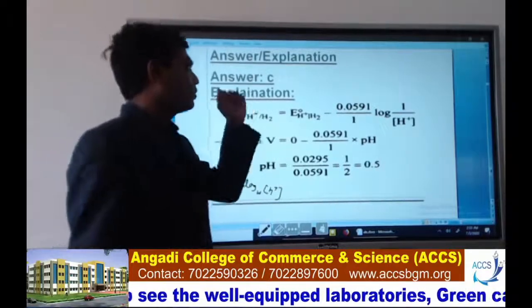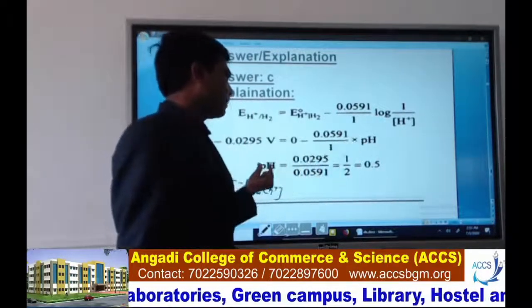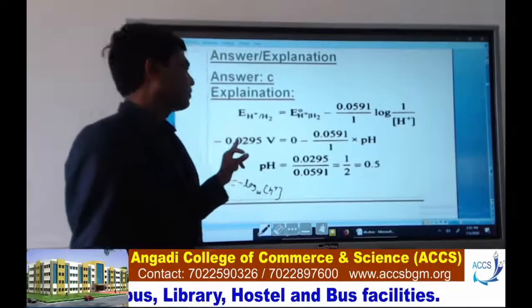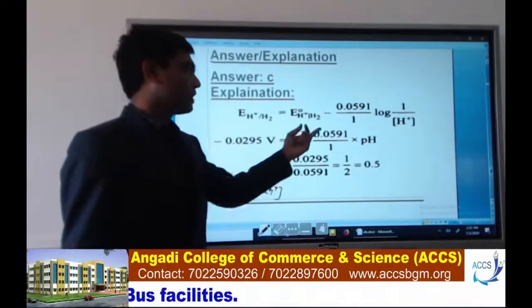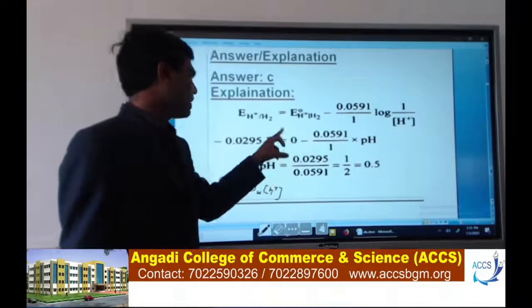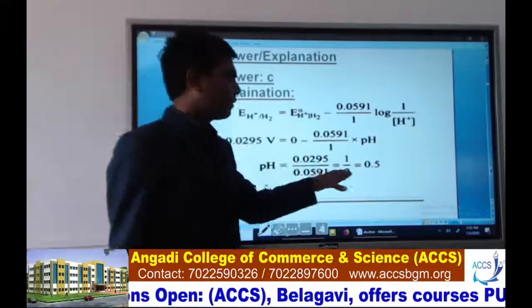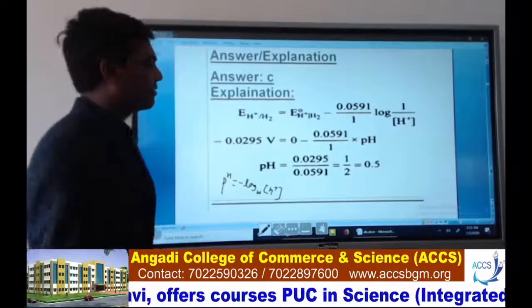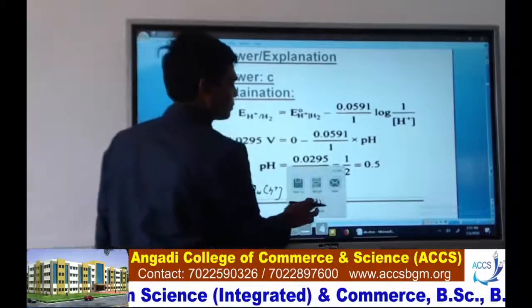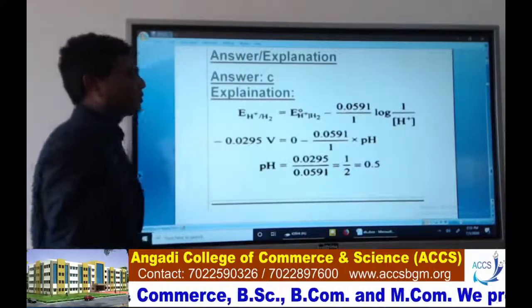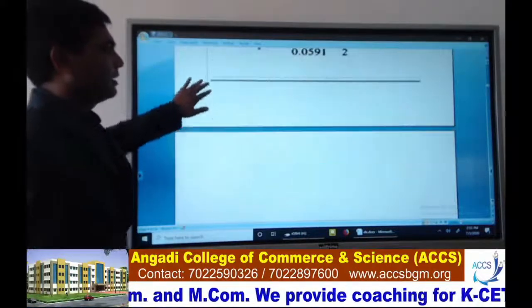We were told to calculate the pH. Bring pH outside: 0.0995 divided by 0.059, the minus becomes a comma, 1 by 2 is equal to 0.5. Hence the answer for this question, pH is 0.5, which is acidic in nature.